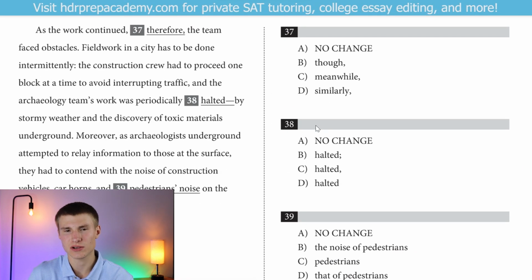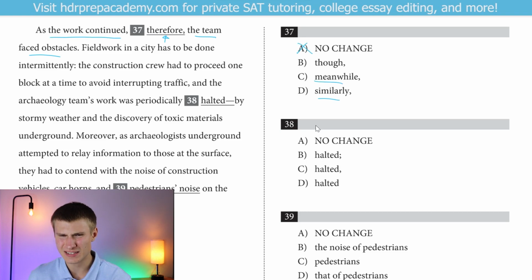But as the work continued, we have some sort of transition here. The team faced obstacles. Now, in this case, it's not a causal relationship, right? It's not because the work continued that they faced obstacles, therefore we can't use "therefore." It's not at the same time, and it's not similar to anything. It's not like something else. In this case, we would use "though," right? As the work continued, though, the team faced obstacles. Now, next up, we got 38.